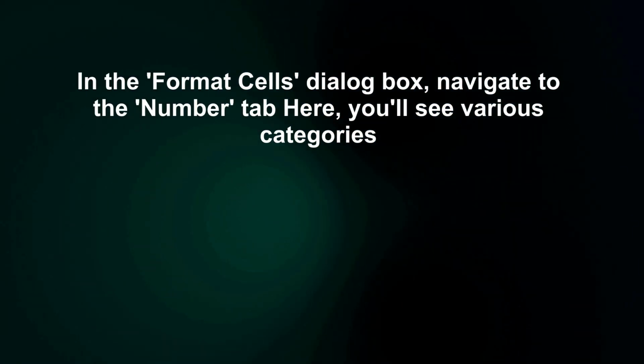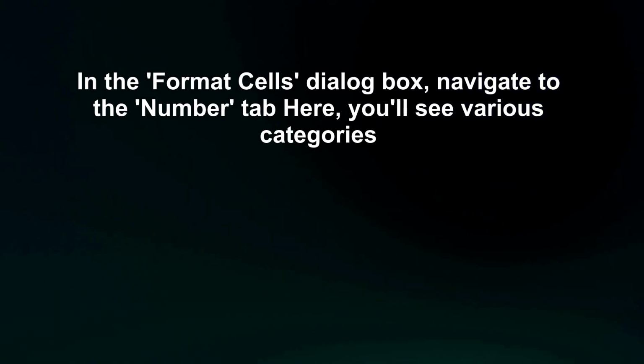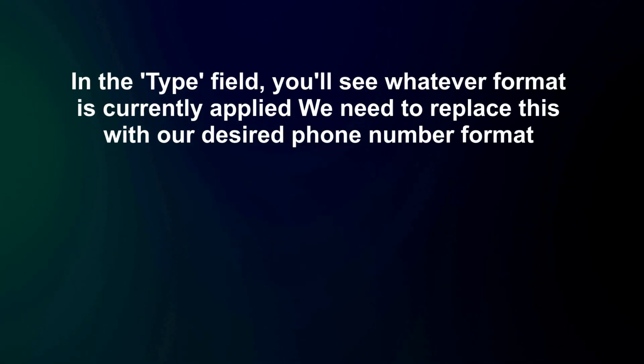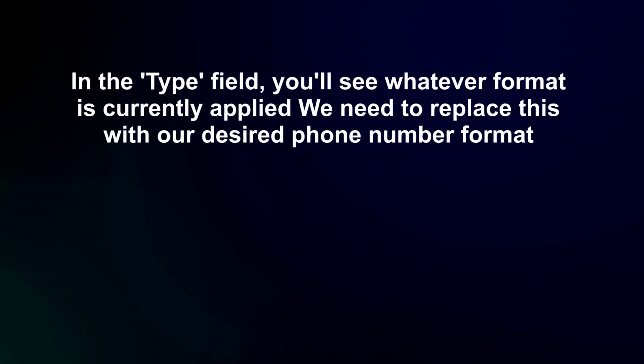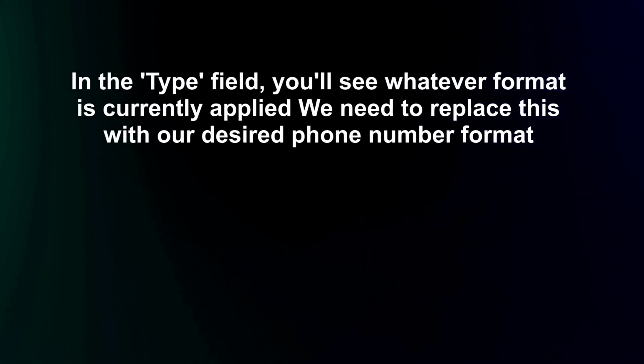In the Format Cells dialog box, navigate to the Number tab here. You'll see various categories. Click on Custom from the list of categories on the left. In the Type field, you'll see whatever format is currently applied. We need to replace this with our desired phone number format.